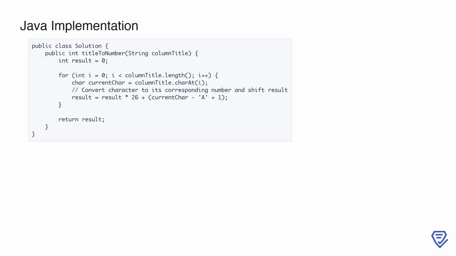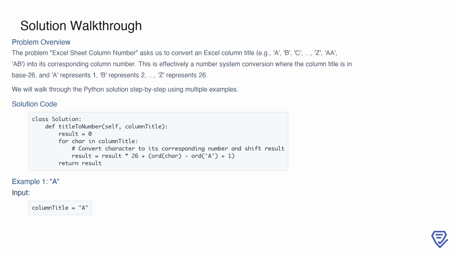Key differences include Java's explicit type declarations, use of the charAt method to access characters in a string, and the lack of Python's ord function, which is replaced by directly subtracting 'A' from the character. The algorithm iteratively computes the result using base 26 arithmetic. The problem Excel Sheet Column Number involves converting a column title, such as those used in Excel, into its corresponding column number. This is essentially a base 26 number system conversion, where each letter represents a value, A corresponds to 1, B to 2, and so on until Z, which represents 26.